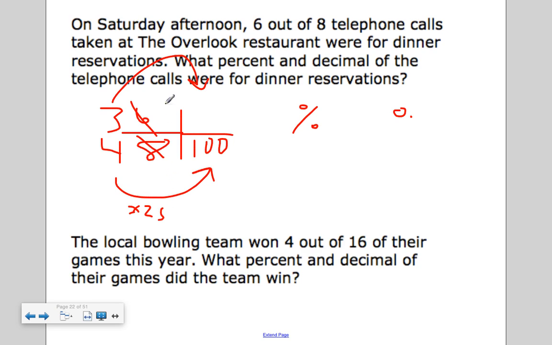So 3 times 25 is 75 hundredths. That's written as the decimal 0.75. And the percent is 75%. Because what's a percent again? Anything per 100. So 75 hundredths, 75%, 0.75, or 6/8, or 3/4. They're all equivalent. So this is a percent. Percent is anything out of 100 or per 100.